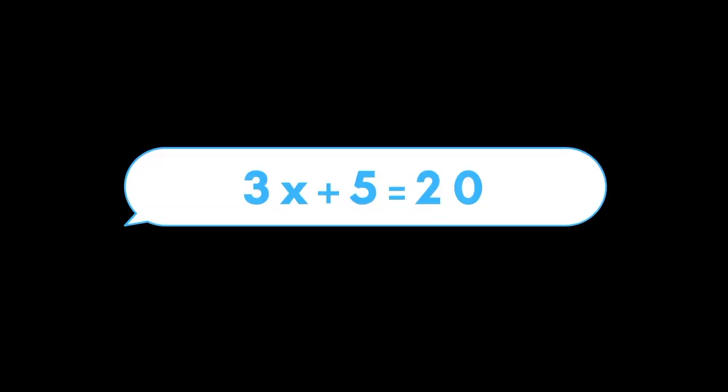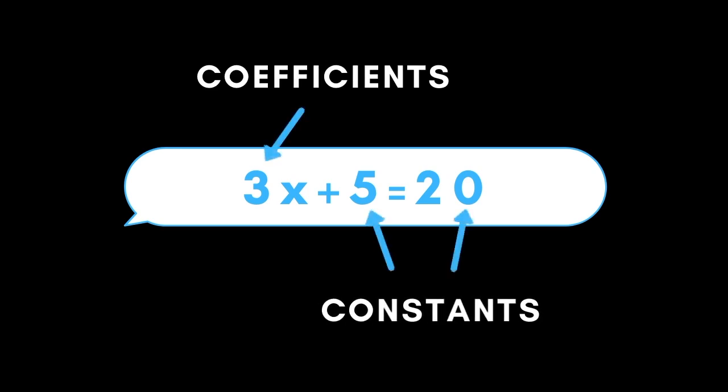In the example shown before, we can now see that 3 is a coefficient, while 5 and 20 are constants.